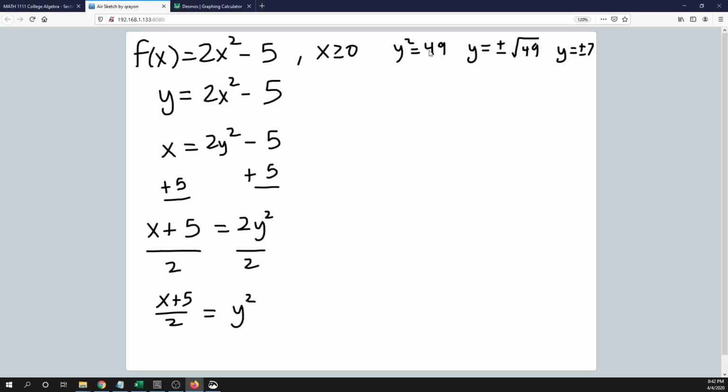If I plug a 7 in for y, I get 7 squared, that's 49. If I plug a negative 7 in for y, I get negative 7 squared, which is negative 7 times negative 7, which is a positive 49. Okay, so there are two solutions. So you cannot be forgetting this plus or minus over here. So when I go to solve this equation, I solve it exactly the same way as I did that one up there. It's going to be y equals plus or minus the square root of x plus 5 over 2.